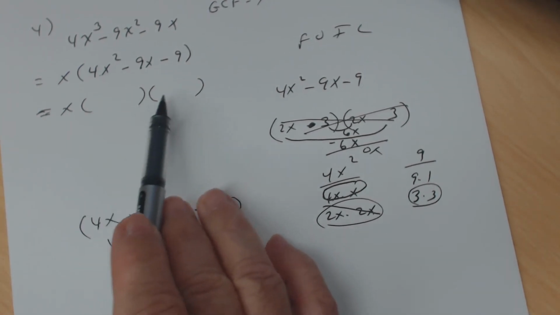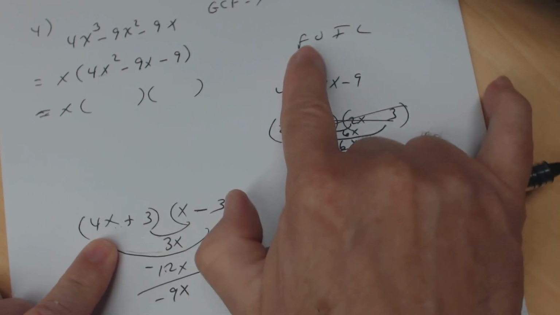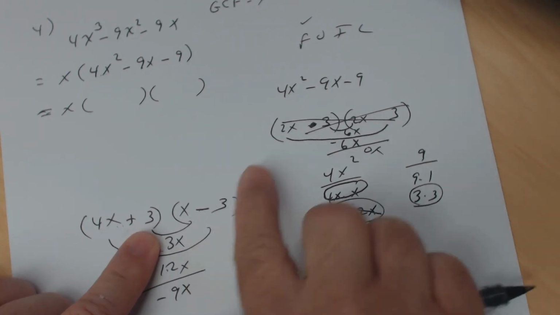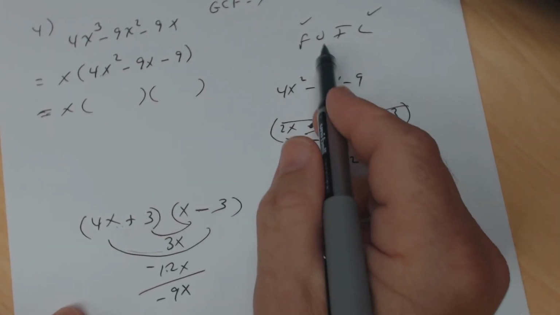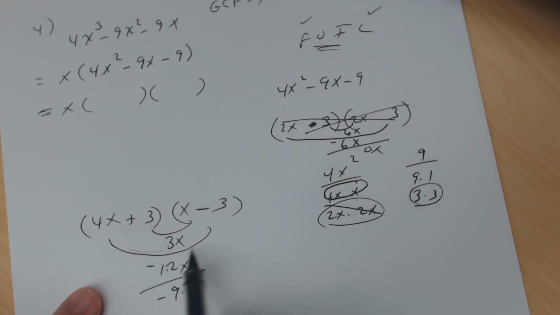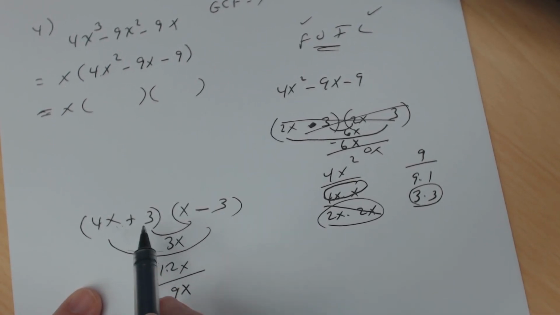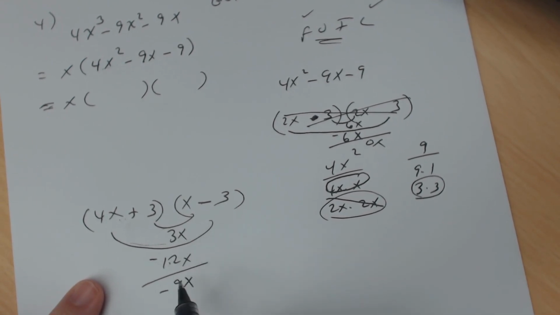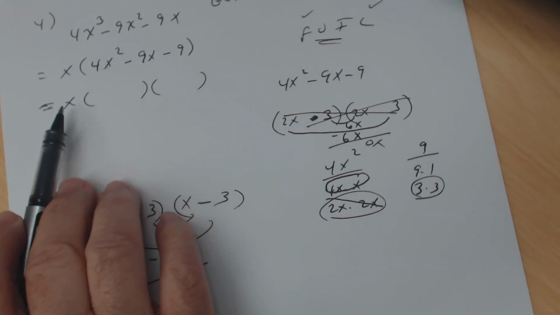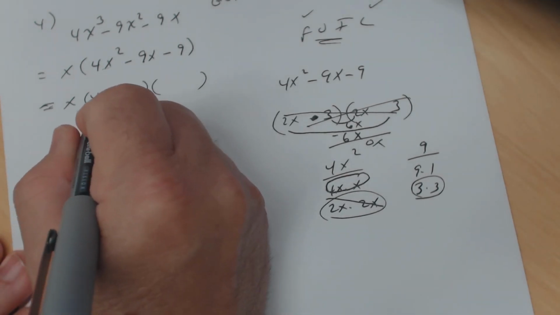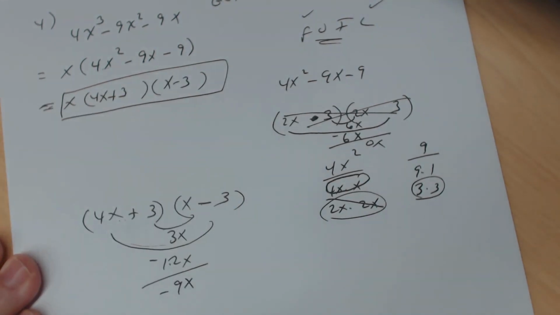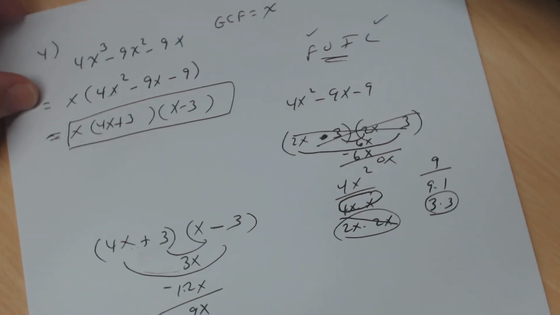Before I put these factors here, let's check. 4x times x is 4x squared. So the F is okay. A positive 3 times a negative 3 is a negative 9. So L is okay. And now for the outer and the inner: the outer, 4x times a negative 3, is a negative 12x. A positive 3 times x is a positive 3x. I'm going to add them up. 3 and a negative 12, I get a negative 9. So there's your answer. But don't forget, you have to have the GCF in your answer. So it's x times 4x plus 3 times x minus 3. Okay? All right. So that's going to take care of this lesson.